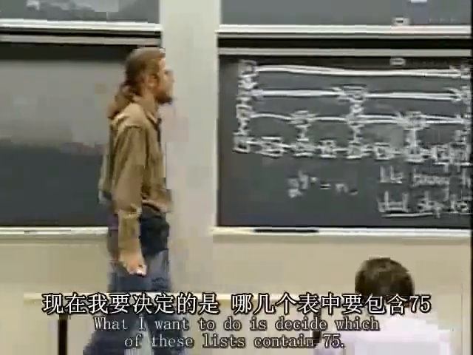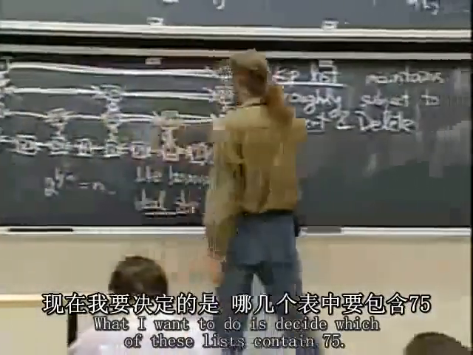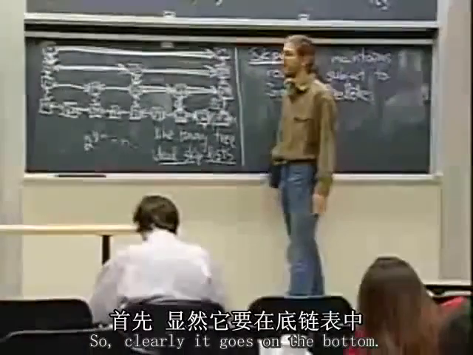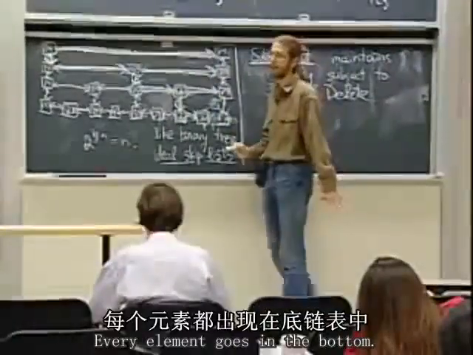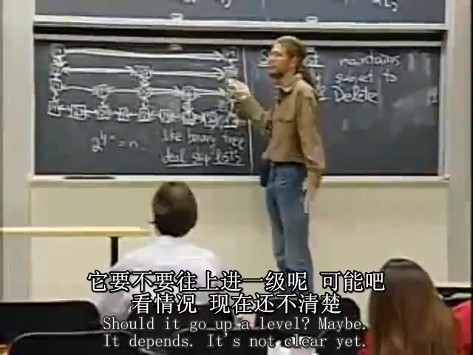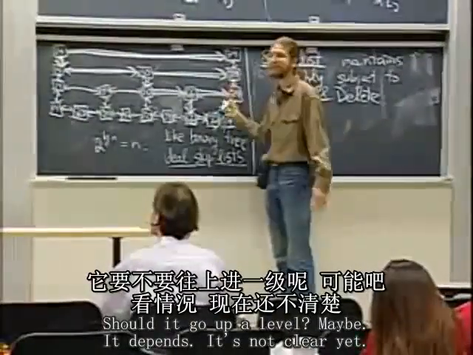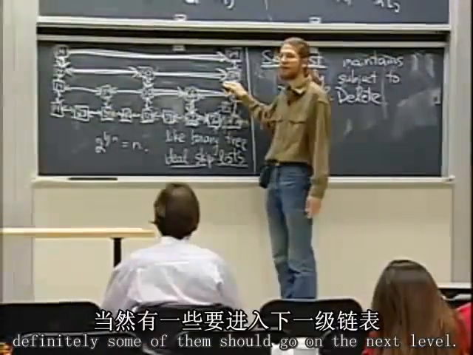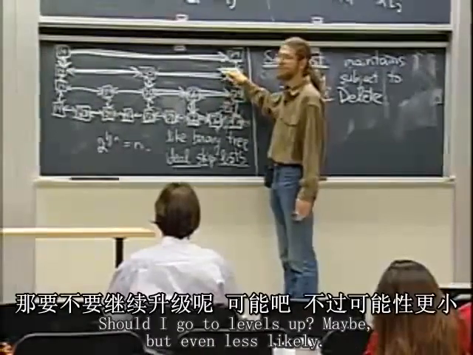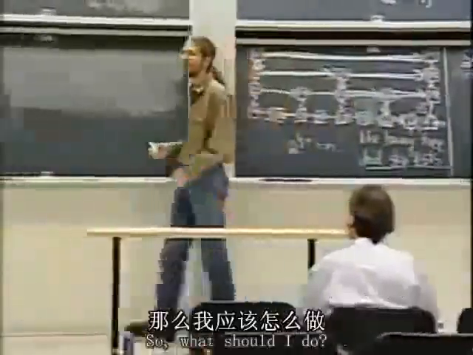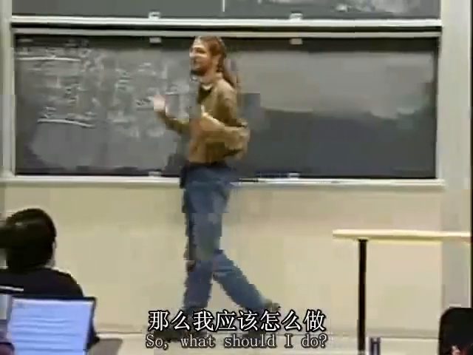But what I want to do is decide which of these lists contains 75. So clearly it goes in the bottom. Every element goes in the bottom. Should it go up a level? Maybe. Depends. It's not clear yet. If I insert a few items here, definitely some of them should go in the next level. Should they go up two levels? Well, maybe, but even less likely. So what should I do?